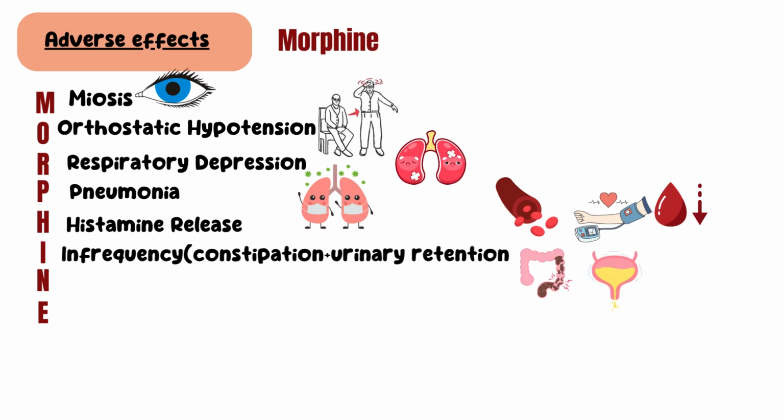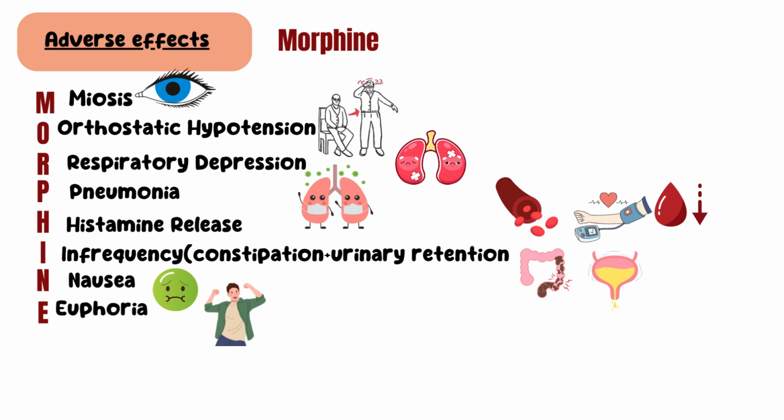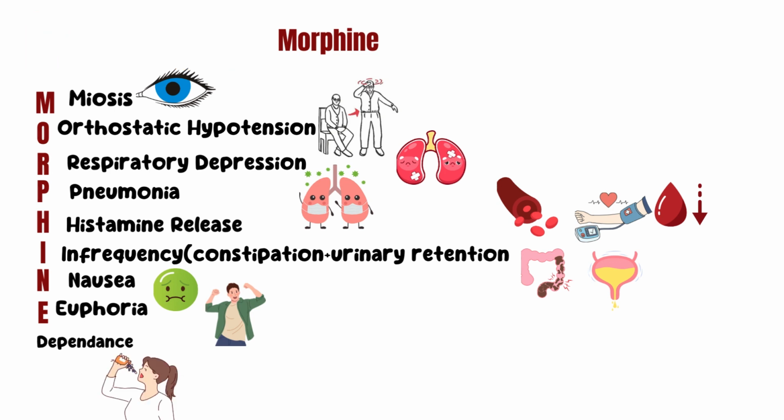Infrequency means constipation and urinary retention. Nausea and emesis by stimulating the chemoreceptor trigger zone. Euphoria to relieve pain. Opioid causes powerful spike of dopamine in the brain, resulting in euphoria, that means excitement. And last one is dependence. If we suddenly stop opioid administration, it causes opioid withdrawal effect, which varies depending on the time since withdrawal.